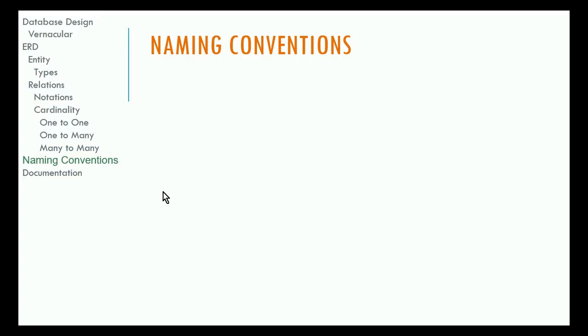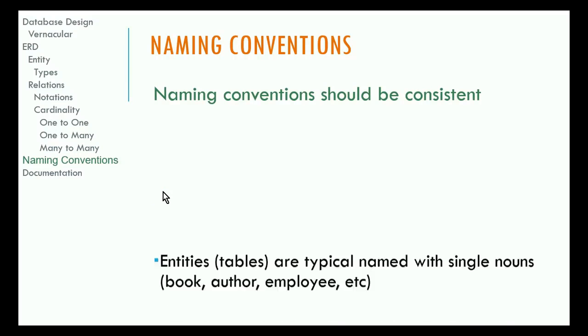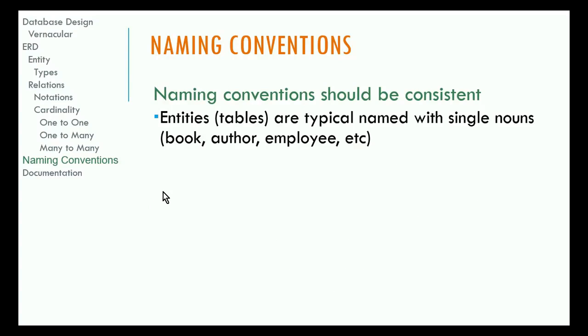There are some advantages to using naming conventions. So now that we know how to create these diagrams, when you're putting things in the diagram, when you're labeling things, it's important to use some kind of consistent naming conventions as you do this. So entities or tables are typically named with single nouns. A lot of folks have the tendency to want to call a book table books because it's going to contain lots of books. But most people tend to use singular nouns when they name an entity. So it's a good idea to be consistent and use that.